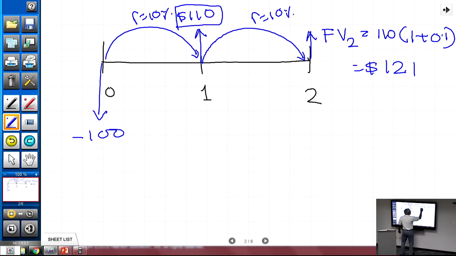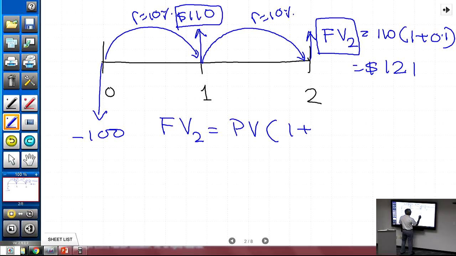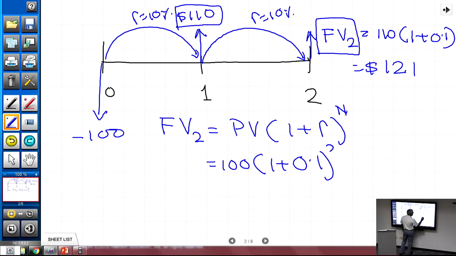So to get to future value 2, the basics is that I did it in 2 steps. What if I wanted to do it in 1 step? Future value 2 would then be present value times 1 plus r to the power n. So present value is 100 times 1 plus 0.1 raised to the power 2. That would be 100 times 1.1 squared, which would be 121.